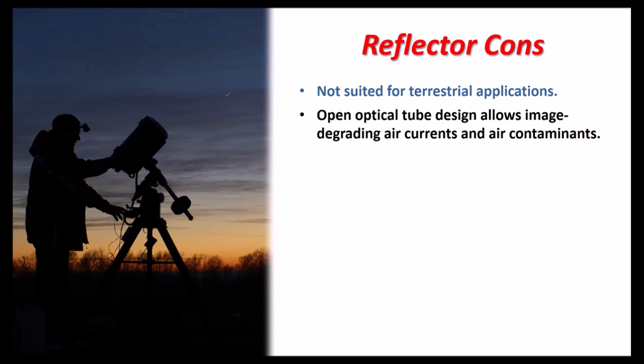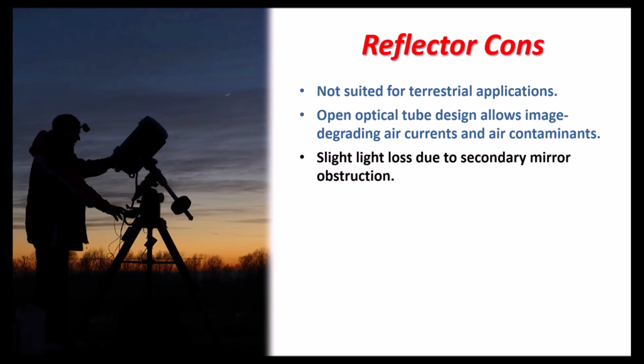And maybe, with prolonged use, you might even have to get the mirror re-aluminized too, or re-silvered if you have a rare one that's silvered instead of with a coating of aluminum on it. And they do have that secondary mirror. So that secondary mirror does block some of the light. So there is a bit of a light loss.